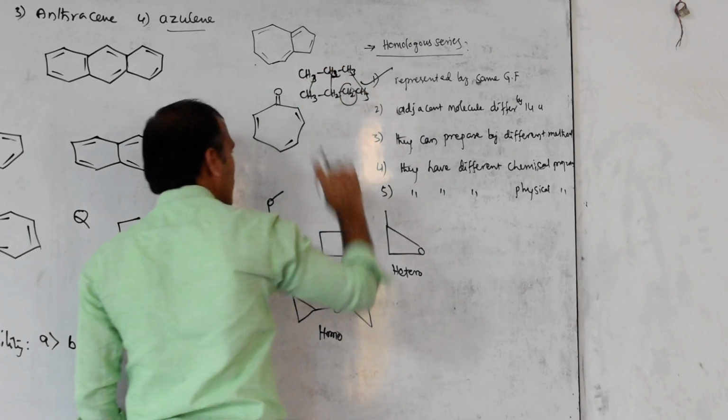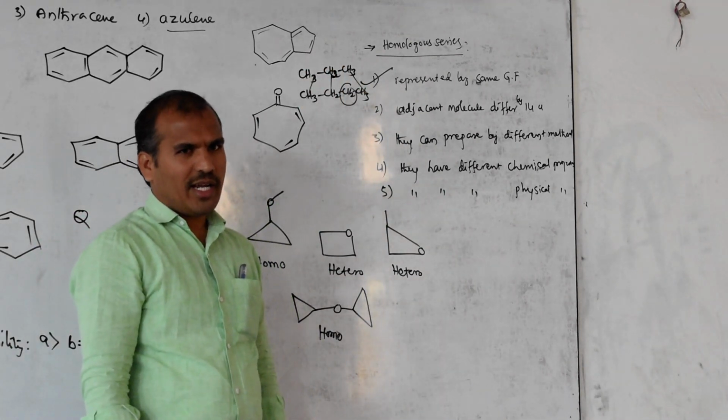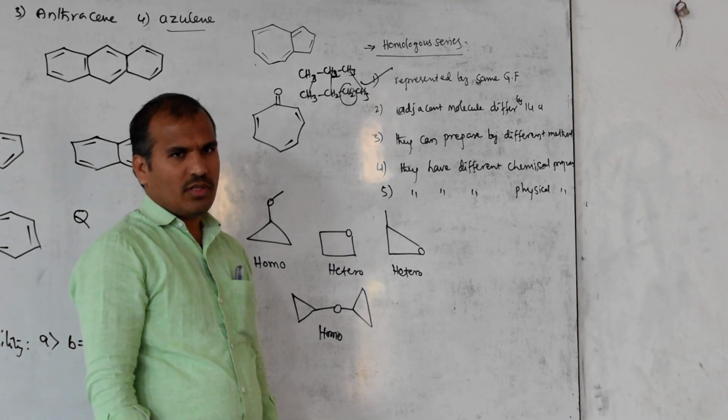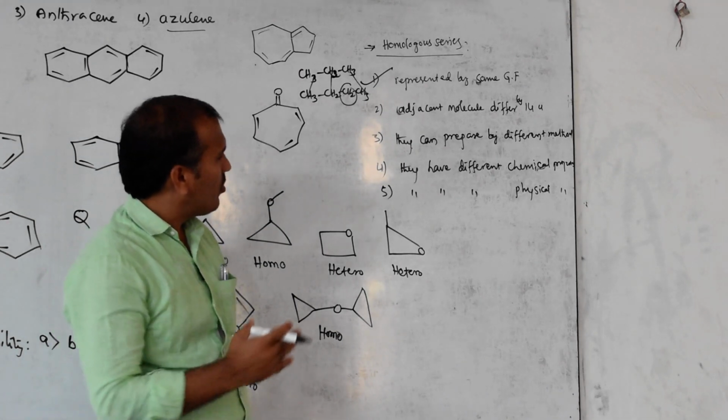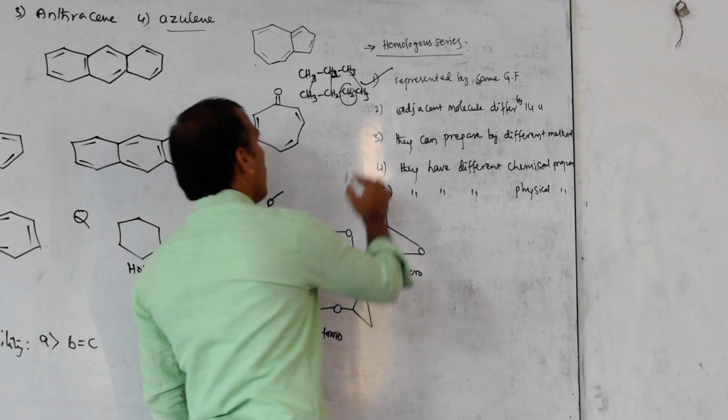What is the difference? CH2: carbon atomic mass 12, hydrogen atomic mass 1. How many hydrogens are there? 2. Then 12 plus 2, 14 unified mass. Is there or not? Using unified mass, so this is also correct.